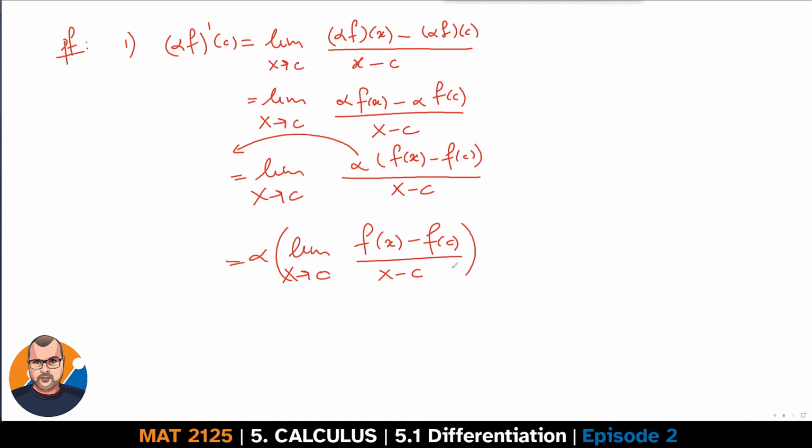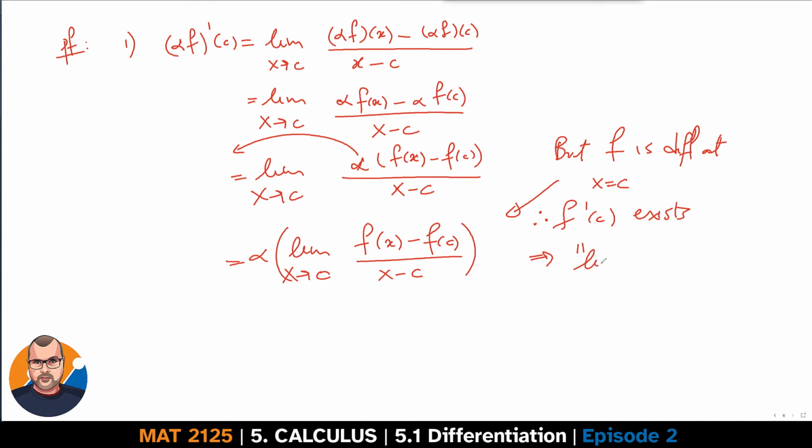Only, of course, if the limit actually exists. You can't do that otherwise, right? But we know that the limit exists because f is differentiable at x equals c. So f prime at c exists, and then it is equal to the limit when x goes to c of f at x minus f at c divided by x minus c. So this expression here is equal to alpha times f prime at c, which gives us two results with one stroke. Not only do we show that the derivative of alpha f at c is alpha times f prime at c, but we also show that the function is differentiable at c.